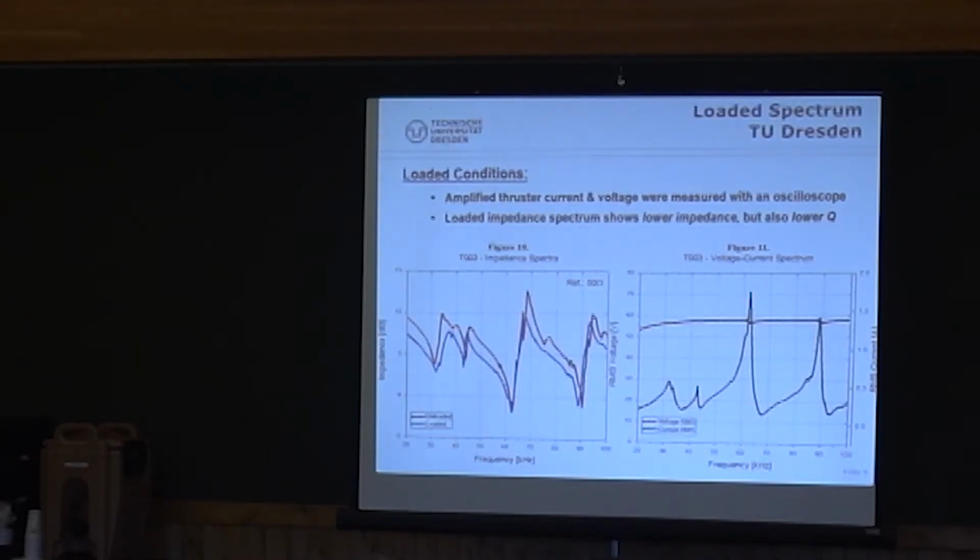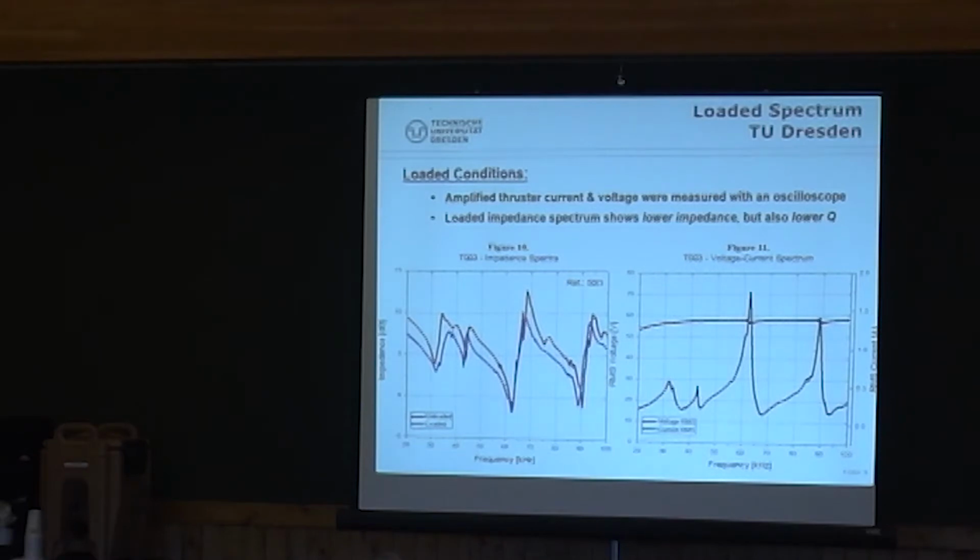What happens is that we have small frequency shifts, but not a significant one at the frequencies we're interested in, so at 31 kilohertz. But we do have a lower Q factor, so a widening of that impedance peak. So we expect maybe a bit less of an amplitude at that frequency.